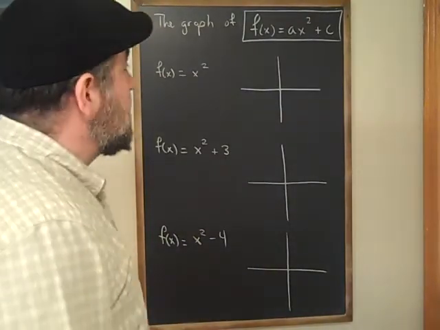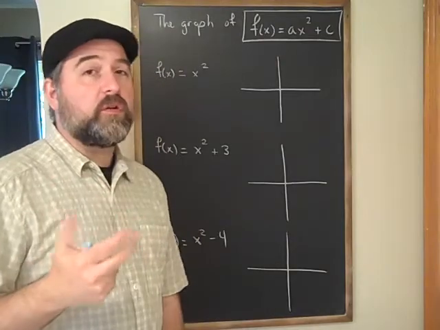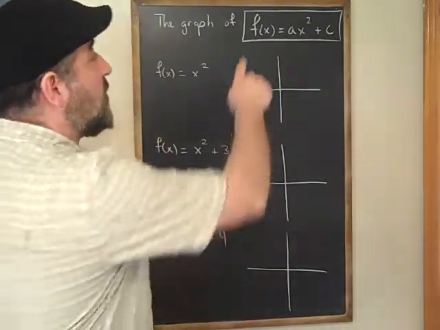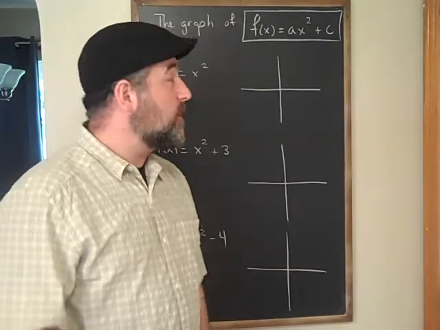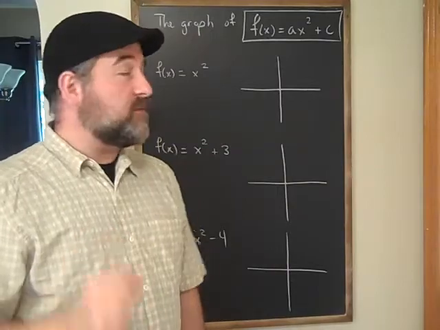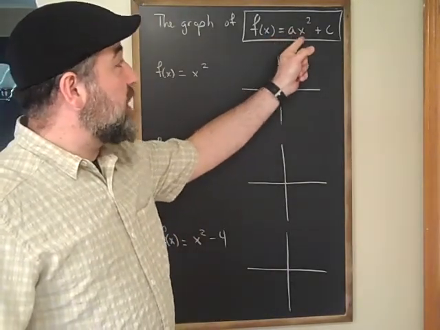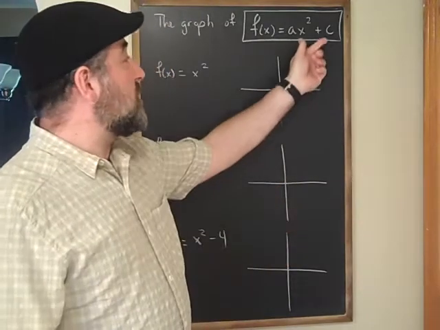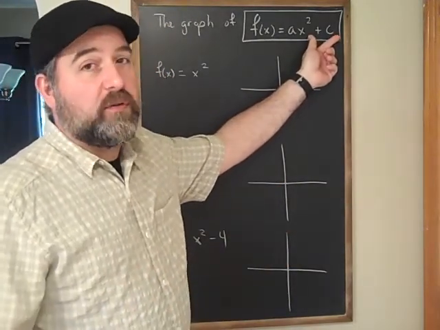So now we begin lesson 8.2. In section 8.1, we learned that the function f of x equals ax squared produces a graph that's called a parabola. Now what we're going to start doing is tweaking the parabolas a little bit. So in this section, we're still going to see f of x equals ax squared, just like we did in the last section, but now we're going to see an added on term to that.